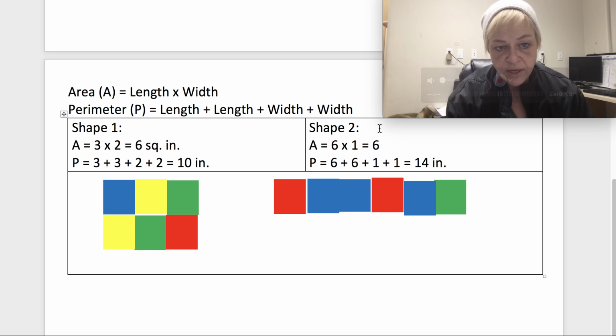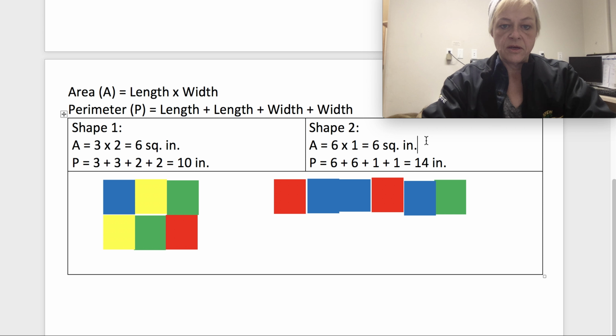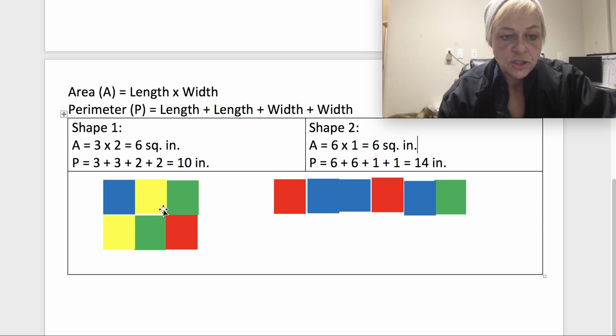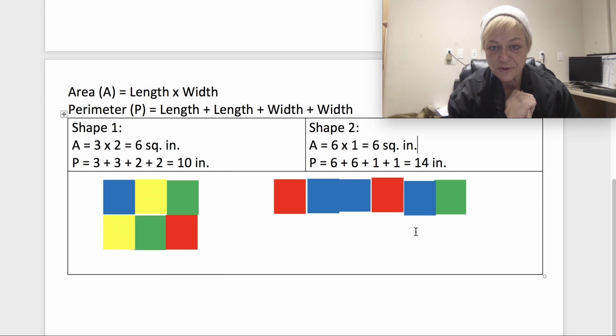So really quickly, you can see when we compare the areas, we have 6 square inches in this shape and 6 square inches in this shape. And for the perimeters, we have a perimeter of 10 inches in shape 1 and a perimeter of 14 inches in shape 2. And there you have it. Mystery solved. The answer is yes. You can have 2 different shapes that have the same area but different perimeters.